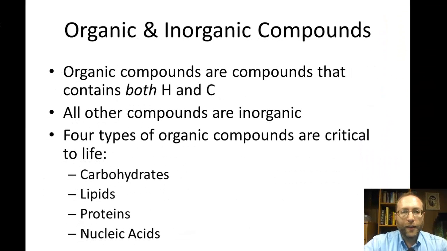For organic and inorganic compounds, this is a review of what we learned in biology and also chemistry. Organic compounds are compounds that contain both hydrogen, which is H, and carbon, which is C. All other compounds are inorganic. Ones which have only C, like carbon dioxide, are inorganic because they have carbon but not hydrogen. Water has hydrogen but no carbon, so that's inorganic too. There are 4 types of organic compounds that are critical to life: carbohydrates, lipids, proteins, and nucleic acids.